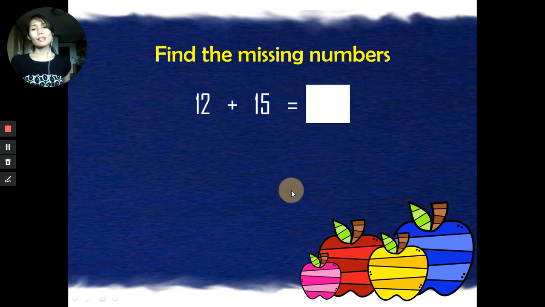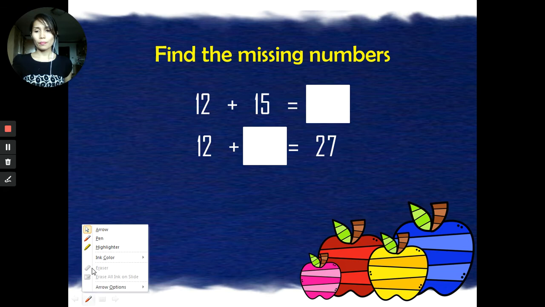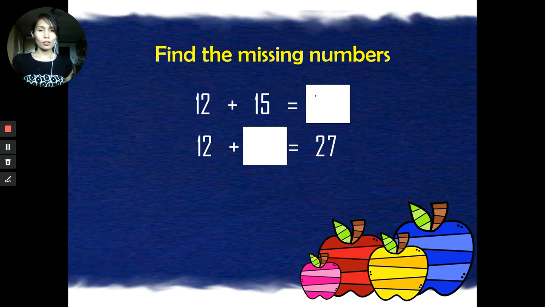Now find the missing numbers. 12 plus 15 is easy. Okay, just add 10 plus 10, 20, 5 plus 2, 7. So 27. Okay, let's write our answer. 27. Okay, so 12 plus blank equals 27.